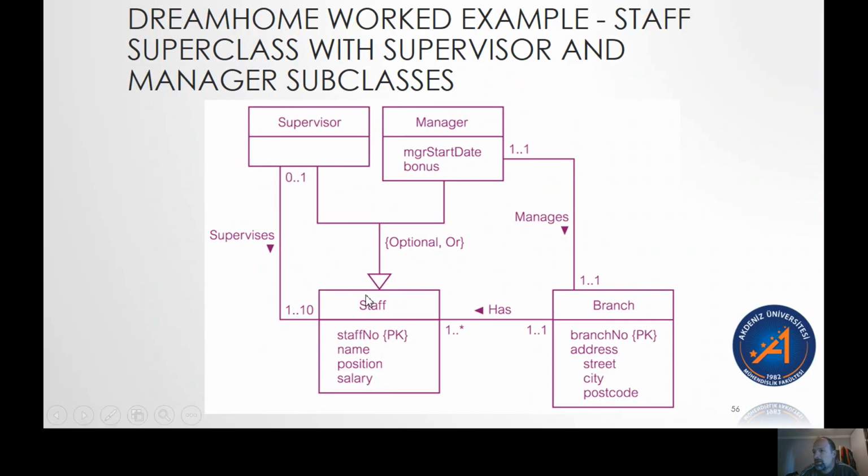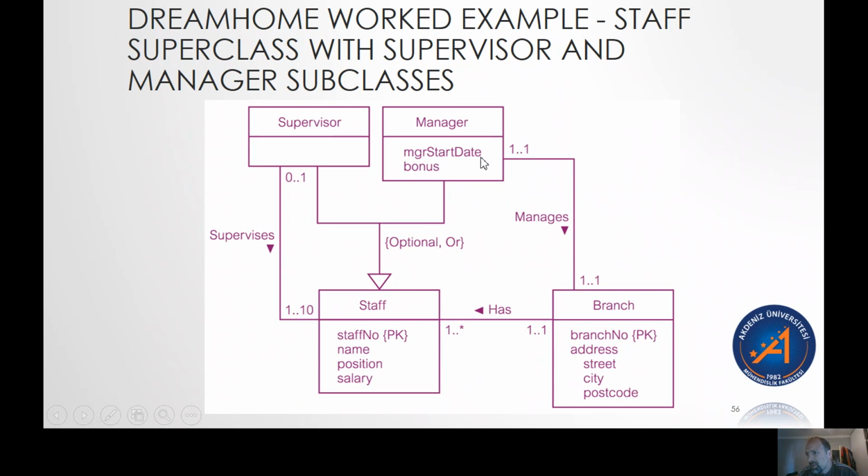So here you have a staff person who has an optional or possible with a manager and a supervisor. What does that mean? What does optional or on a staff person mean? I'll let you pause the video. And in 3, 2, 1. Optional or means you could have someone who's just a staff person. You could have someone who's a supervisor. You could have a staff person who's a manager. If they are a supervisor, they cannot be a manager. If they are a manager, they cannot be a supervisor. If they are neither a supervisor nor a manager, that's okay.